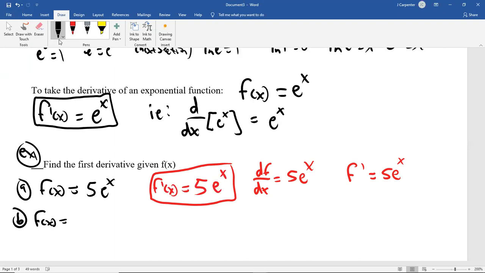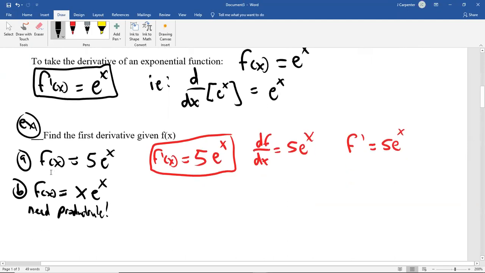B, let's do f of x equals x times e to the x. Now x doesn't count as a coefficient. You can think of it that way, but it's a variable coefficient. This is not just leave the coefficient alone, because this is a variable times another thing with variables. Here you're going to need what? The product rule. And since I haven't written it today, I'll write it.